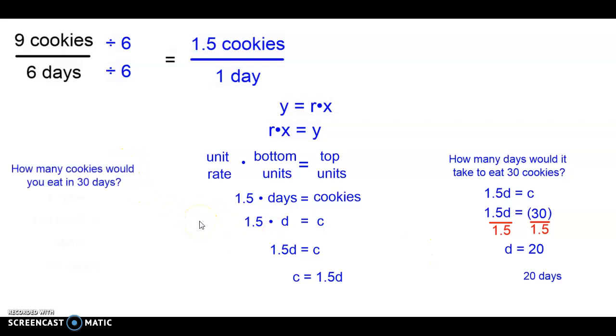Another problem could be, how many cookies would you eat in 30 days? Start with your equation, and again, substitute in your number. This time it's the number of days, so in place of the D, you put 30. Do the arithmetic, 1.5 times 30, you come up with 45 is equal to C. That would mean 45 cookies would be the number of cookies you would eat in 30 days.